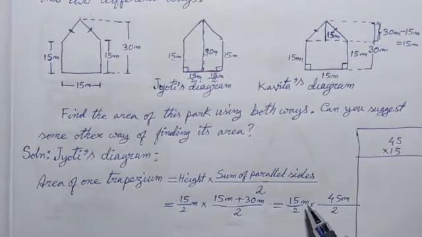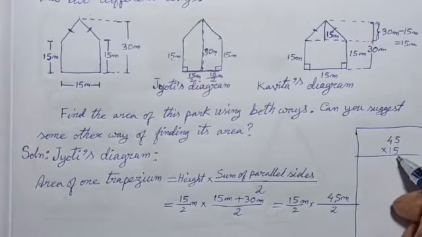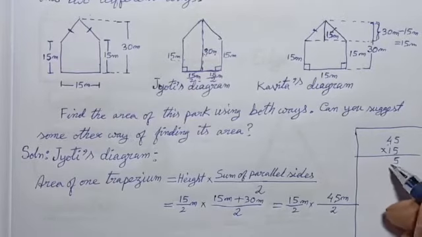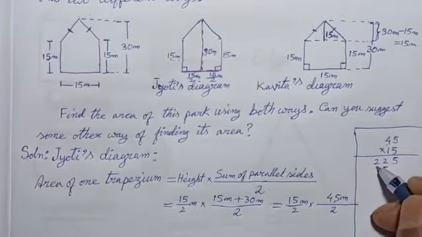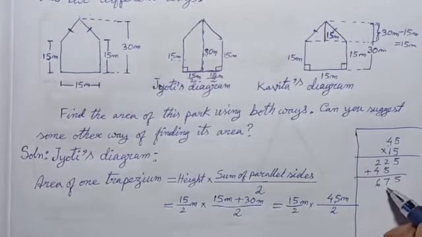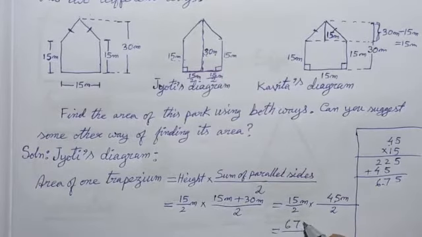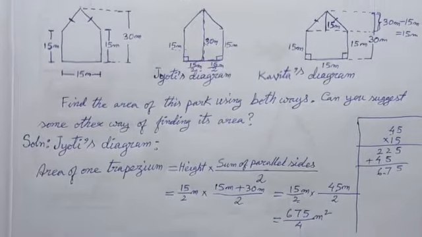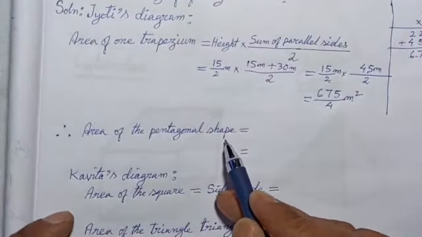Now let us multiply 45 into 15. 5 fives are 25. 5 fours are 20, plus 5 is 25... 1 five is 5, 1 four is 4. Now let's add together. We are getting 675. So 675 meter square. Meter into meter is meter square. Now therefore, the area of the pentagonal shape.